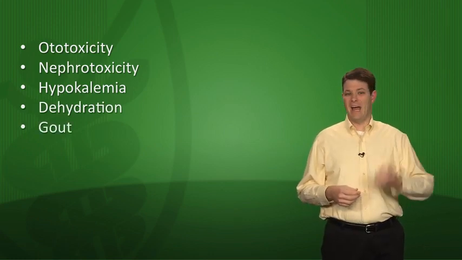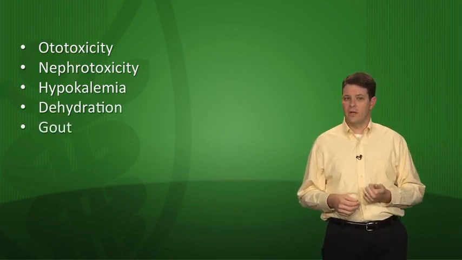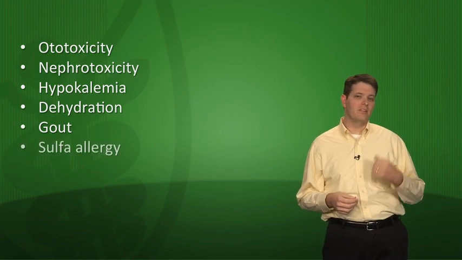Loops can precipitate gout because they interfere with uric acid excretion, and we already mentioned the possibility of a sulfa allergy. Now, what was the loop diuretic I mentioned that was not a sulfa drug? Ethacrynic acid. So, if you have a patient who needs a loop diuretic but who has a sulfa allergy, you might reach for ethacrynic acid. That's really about the only time you're going to use ethacrynic acid.